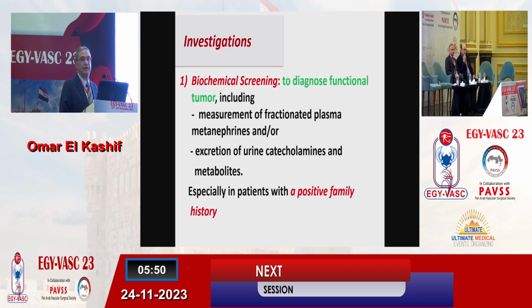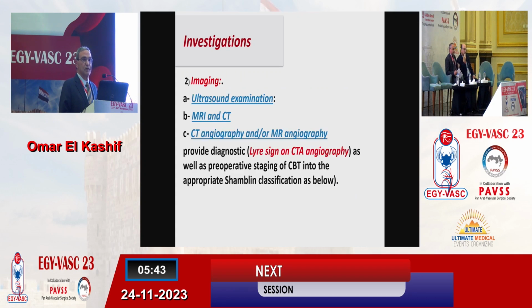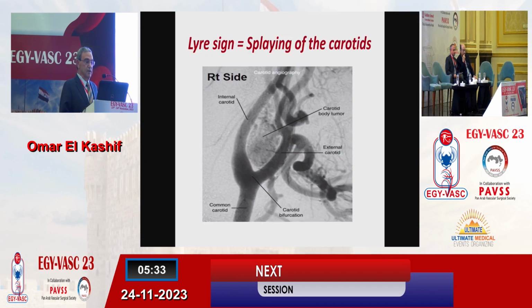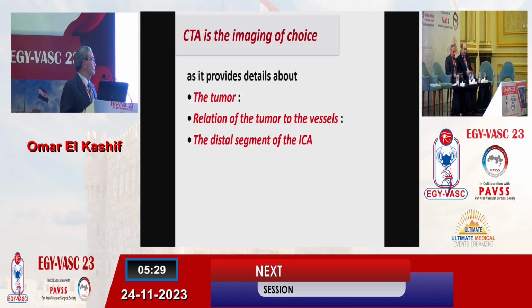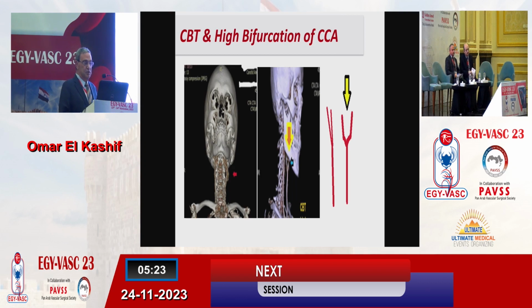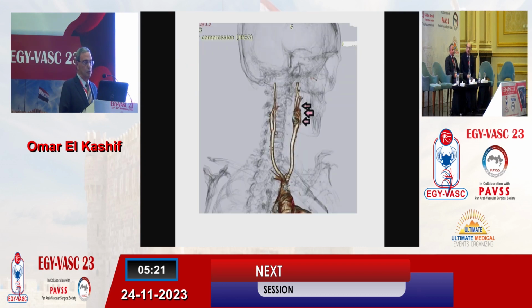Biochemical screening is done if there is a positive family history, to diagnose a functional tumor, but the main investigations are ultrasound examination, MRI, and CTA, which gives a rare sign, that is splaying of the carotid bifurcation. CTA is important as it gives information about the tumor and its elevation and the distal part of the internal carotid.